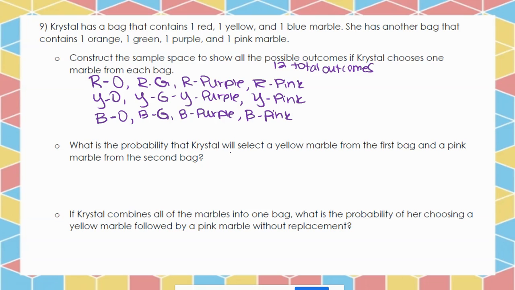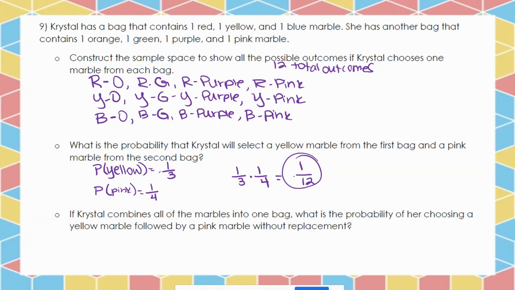What is the probability that Crystal will select a yellow marble from the first bag and a pink marble from the second bag? Well, I need to find the probability of each. So the probability of yellow is that there is 1 yellow in the first bag out of 3, and the probability of pink is that there is 1 pink marble out of 4 in the second bag. Well, I could do 1/3 times 1/4, and 1 times 1 is 1, 3 times 4 is 12.